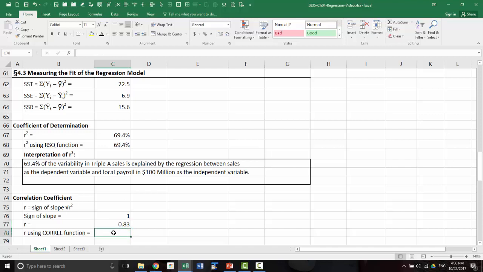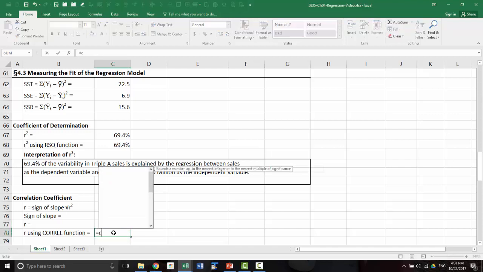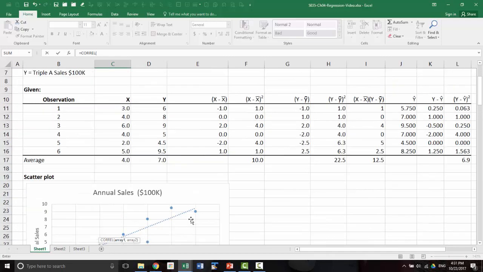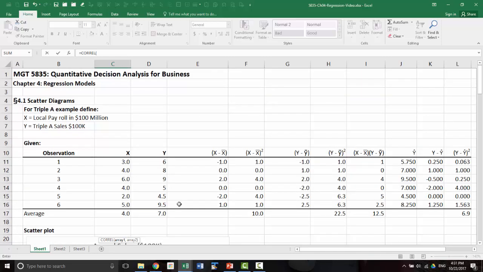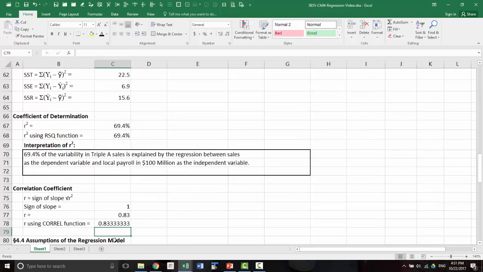And of course, Excel has a correlation function as well, which is CORREL. And here it doesn't matter in which order X and Y are given, because the correlation between X and Y is the same as the correlation between Y and X. But that's not the case for the slope and the regression coefficients, which depend on which variable is X and which is Y. Now that will give you the correlation. Obviously that's the same value as what we got.